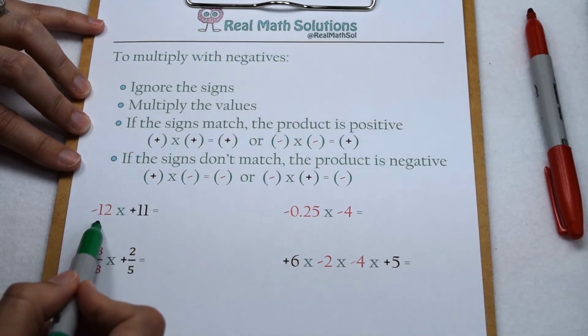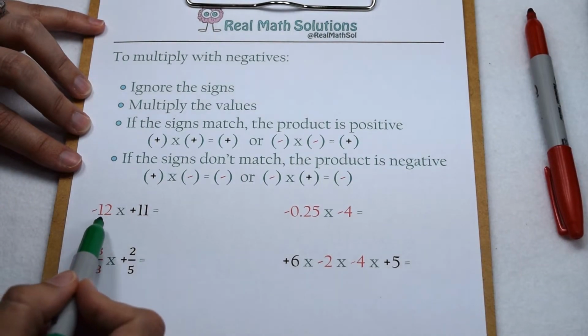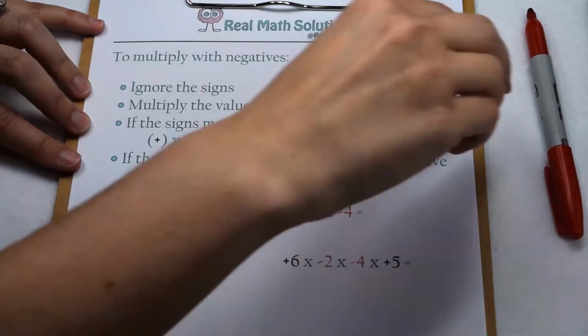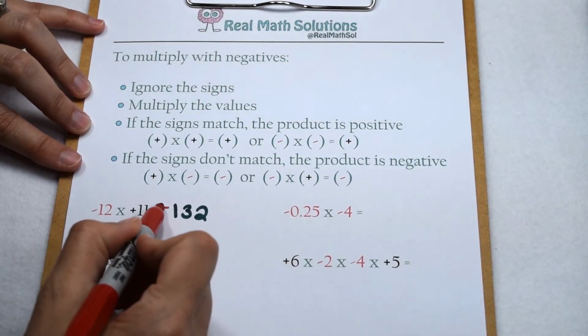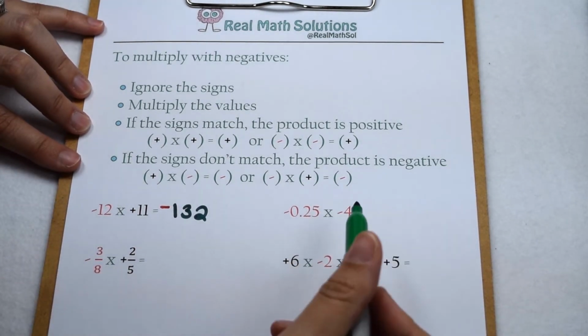To start with, we have -12 times +11. So to begin with, I'm simply going to multiply 12 times 11. 12 times 11 gives me 132. Since my signs don't match, I have a -12 and a +11. That tells me my product is going to be negative. So -12 times +11 gives me -132.